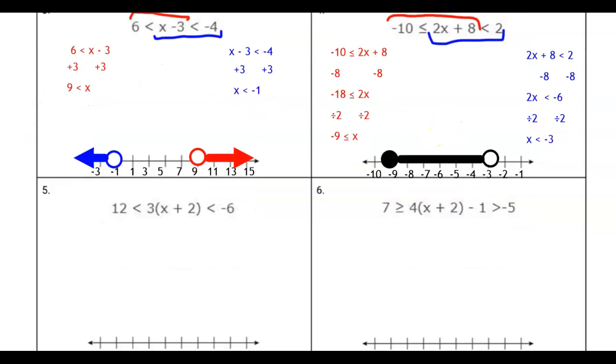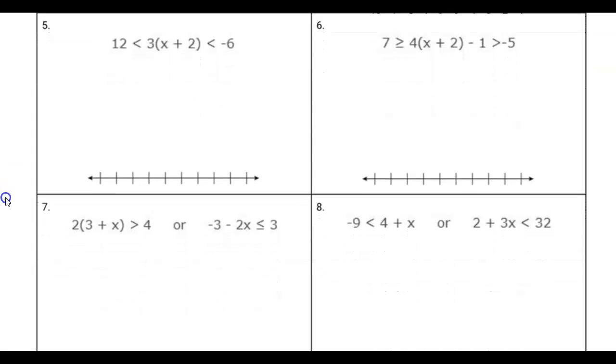Done with that problem. All right, moving on to 5, 6, 7, and 8. I'm going to go a little bit faster through these ones. Try these out, and then come back to see if you got them right.